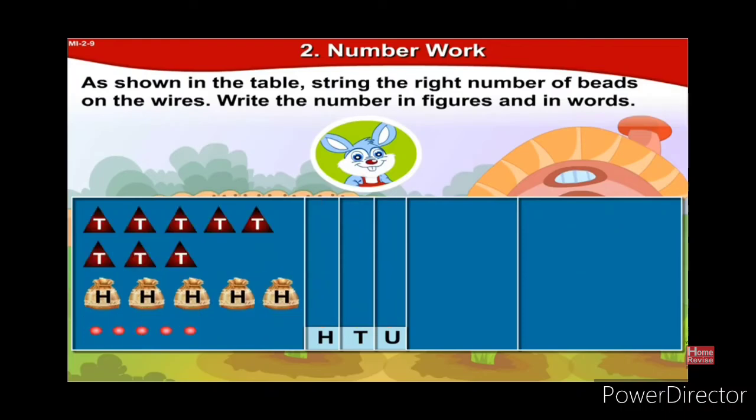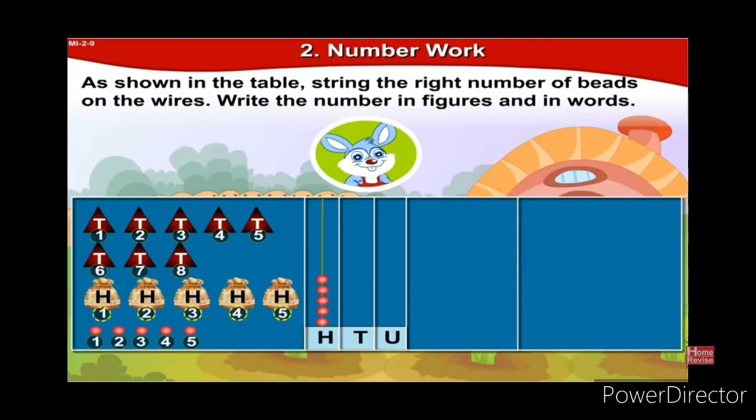Now the next picture. First we can see the tens, so we'll count them. 1, 2, 3, 4, 5, 6, 7, 8. 8 tens. Now let us count the hundreds. 1, 2, 3, 4, 5. 5 hundreds. Now the extra beads. 1, 2, 3, 4, 5. 5 extra beads means 5 units.